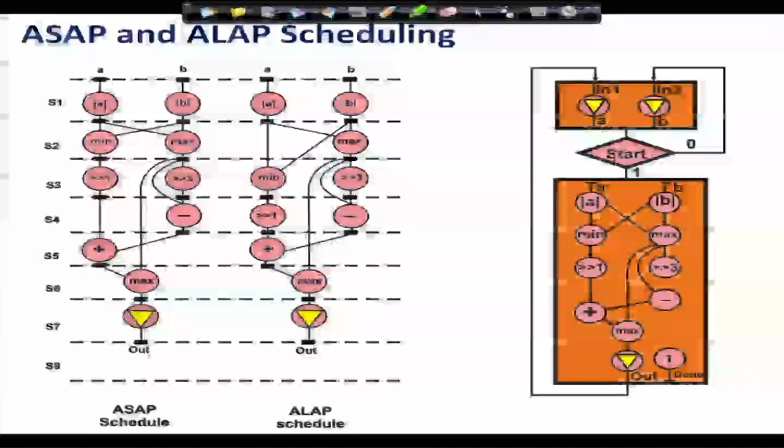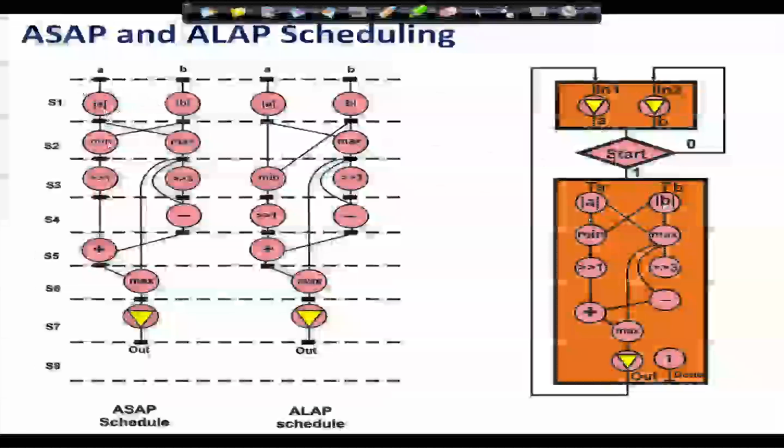On the other hand, in as late as possible, although the data is available, I will schedule it as late as possible. Everything is available now, so I have to do this, and I was delaying this further. So, I do the multiplication here. This is as late as possible, this is as soon as possible. So, how does it look if I do this?